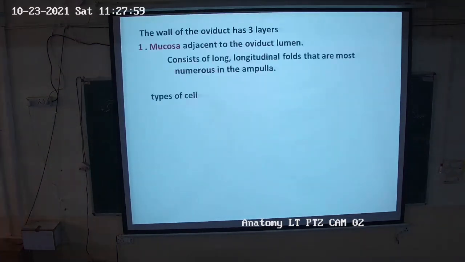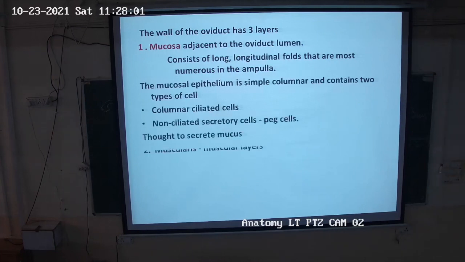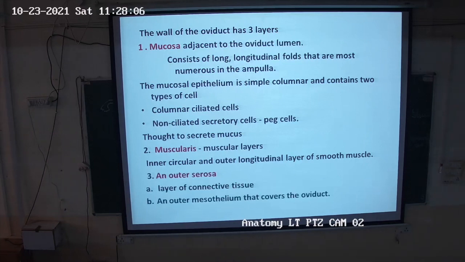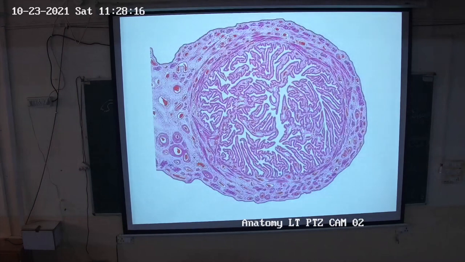The mucosa is folded, having simple columnar ciliated epithelium, then lamina propria, then we have muscularis mucosa having inner circular and outer longitudinal layers, and the last serosa layer, and somewhere adventitia where it is not covered by the peritoneum. Now this is the diagram. The mucosa having different folds having simple columnar epithelium. This is the cross section surrounded by the smooth muscle cells, inner circular, outer longitudinal, and the outermost adventitia having connective tissue.